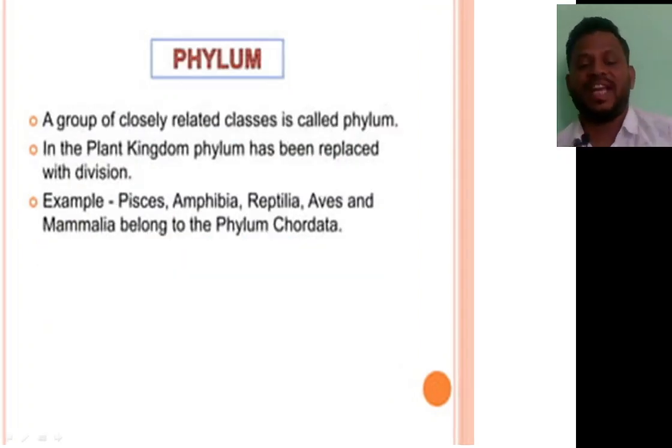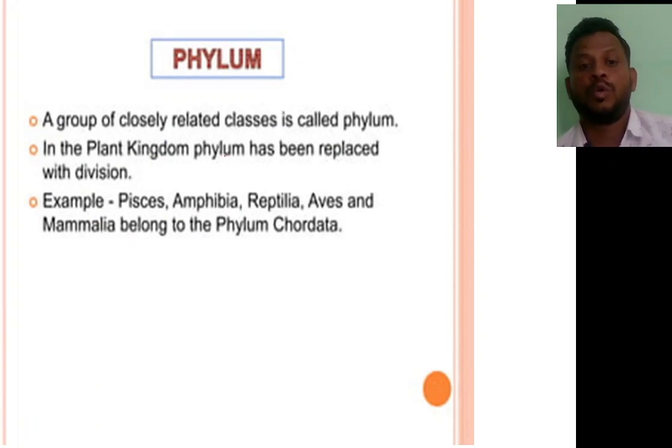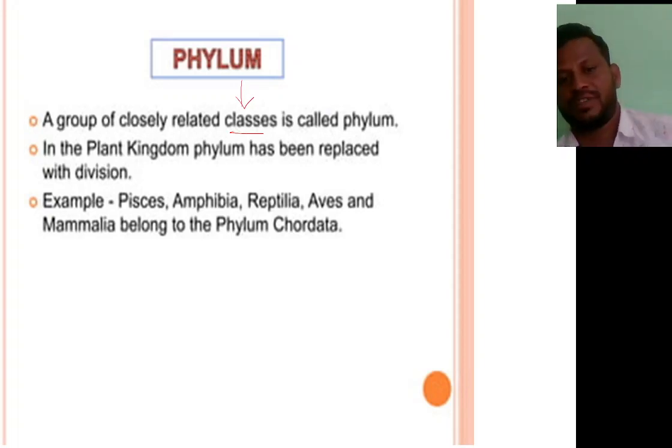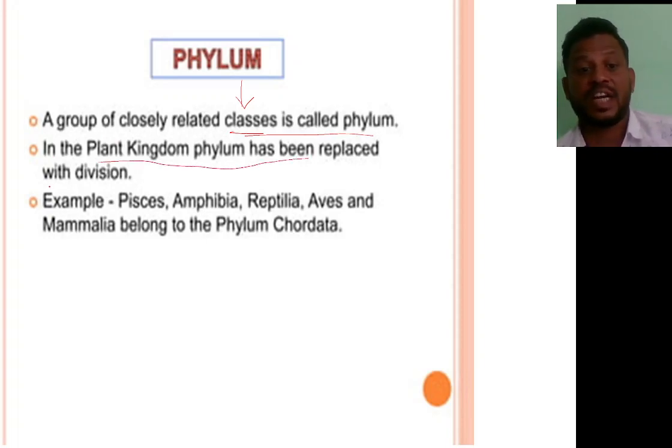Next, the phylum. Phylum is the group closely related to the class. It means the next step after the class is the phylum. That is known as the group closely related to the classes, the phylum. In the plant kingdom, phylum is replaced with division.